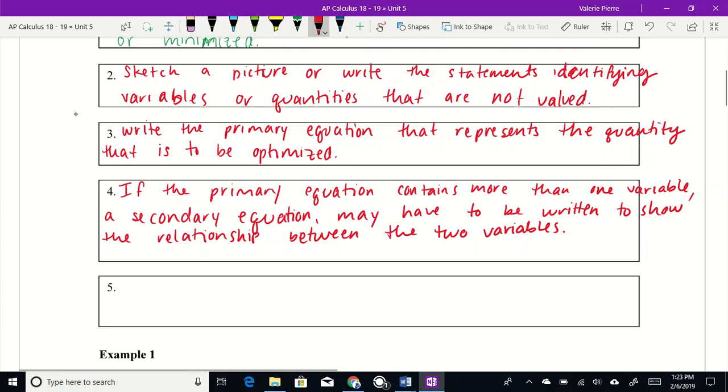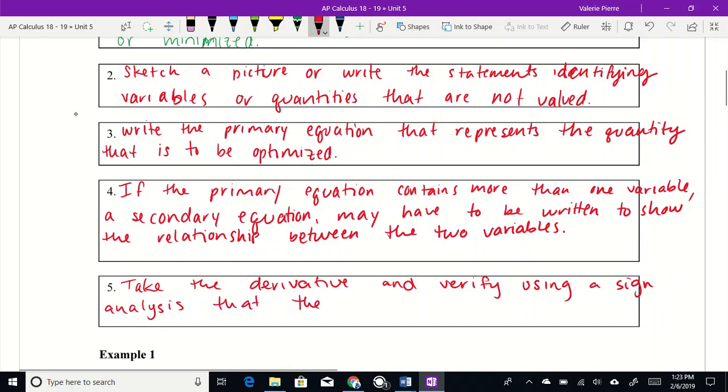Okay, and then step 5, this is where the calculus comes in. We're going to take the derivative and verify using a sign chart or a sign analysis that the primary equation is maximized or minimized.